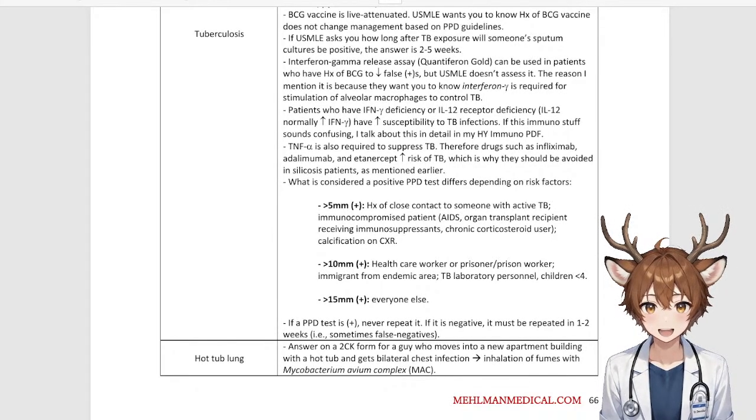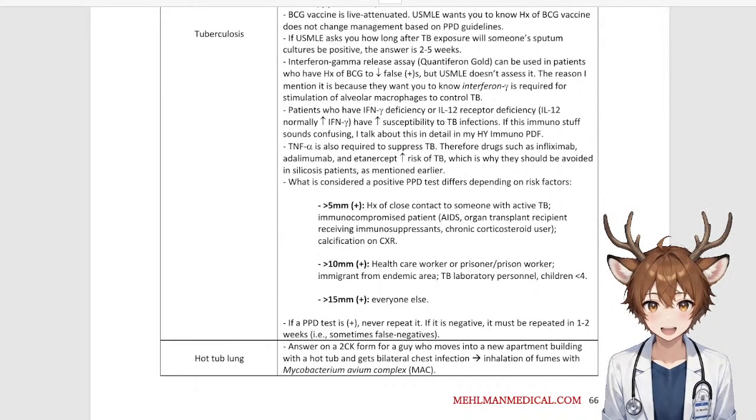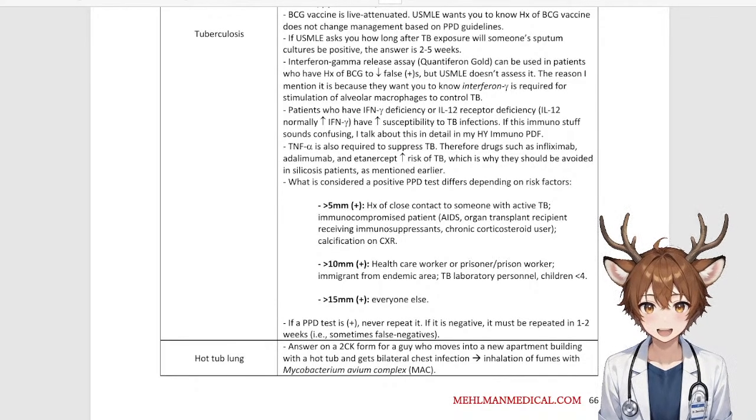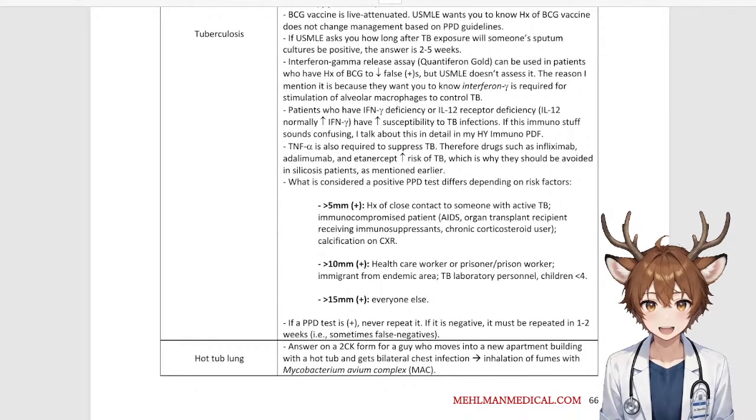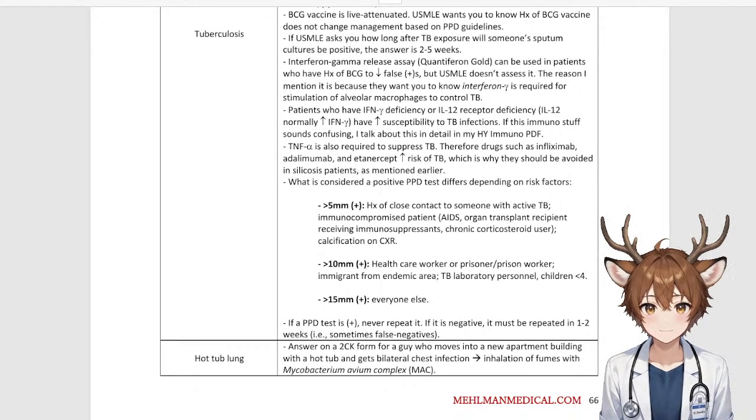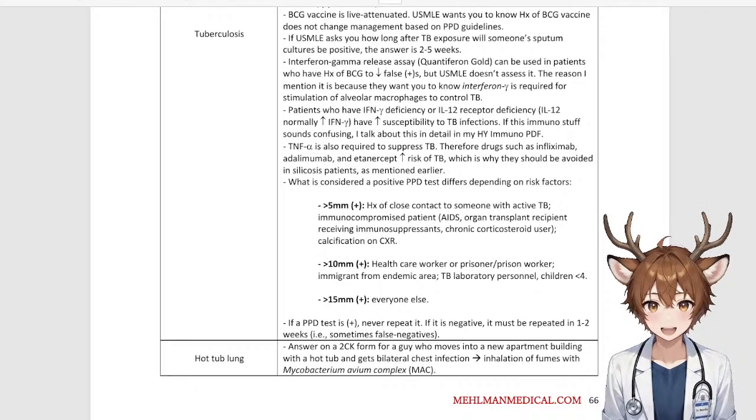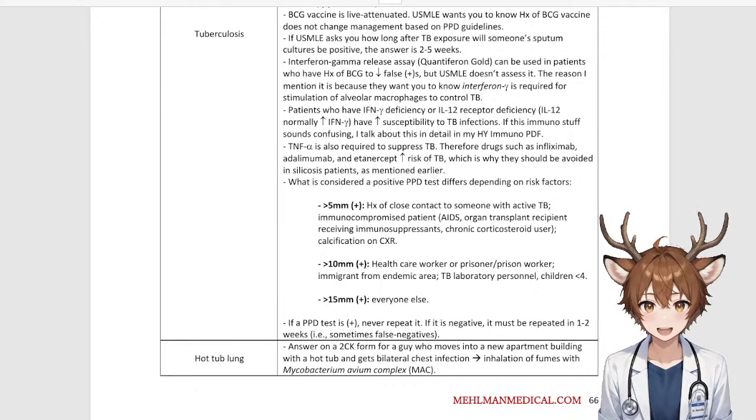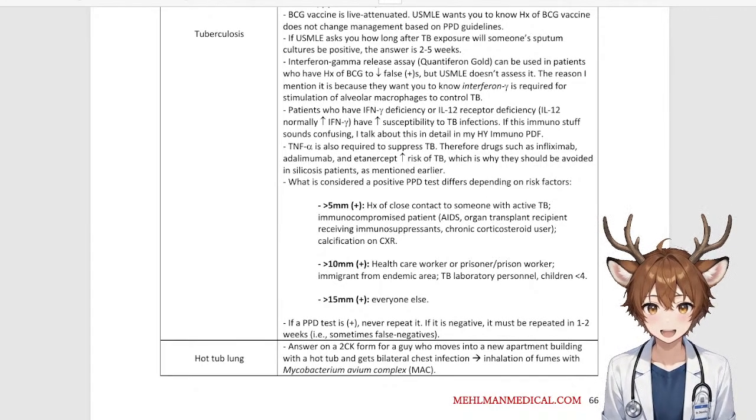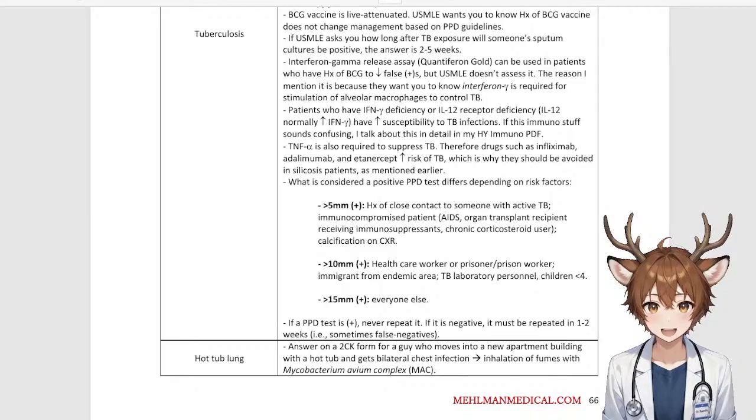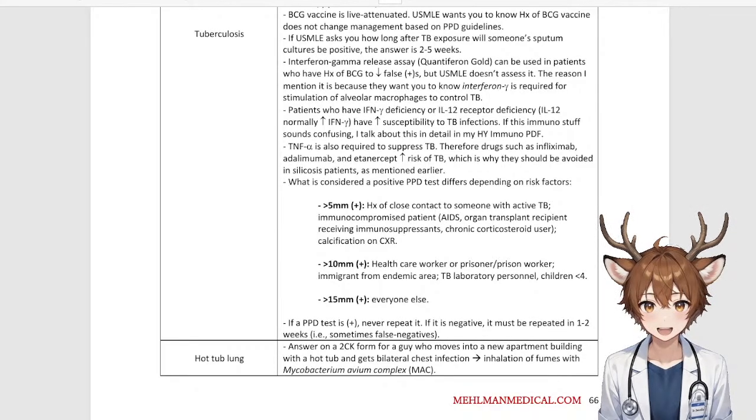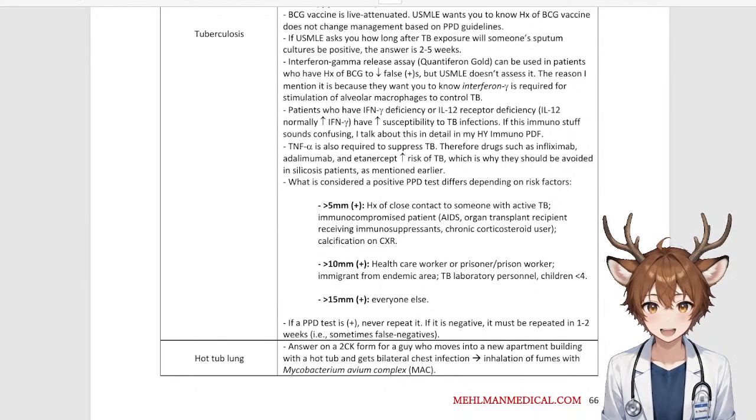Greater than 5 millimeters is positive for history of close contact to someone with active TB, immunocompromised patients like AIDS, organ transplant recipients receiving immunosuppressants, chronic corticosteroid users, and calcifications on chest X-ray. Greater than 10 millimeters is positive for healthcare workers, prisoners or prison workers, immigrants from endemic areas, TB laboratory personnel, and children less than the age of 4. Greater than 15 is positive for everyone else. If a PPD test is positive, never repeat it. If it is negative, it must be repeated in 1 to 2 weeks, since there are sometimes false negatives.